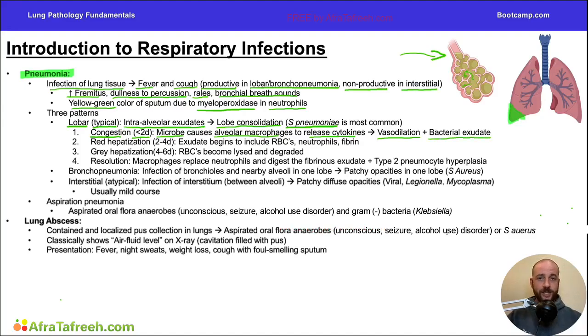We really call this the congestion phase because the introduction of the microbe into the lungs causes the nearby vessels to vasodilate and become congested. So the next phase is called red hepatization, and this occurs at 2 to 4 days during the infection.